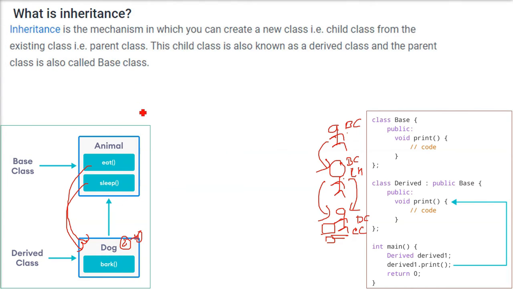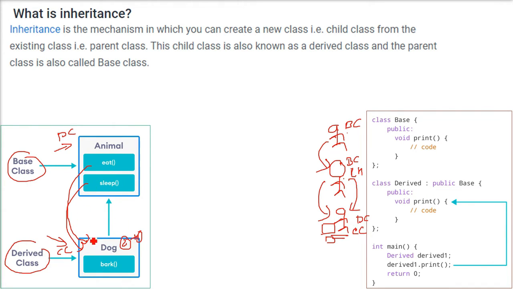Inheritance is an object oriented paradigm, a very important aspect. This is the mechanism in which you can create a new class which is called a child class or a derived class from the existing class which is called a parent class. This child class is also known as a derived class. Parent is also known as base class.